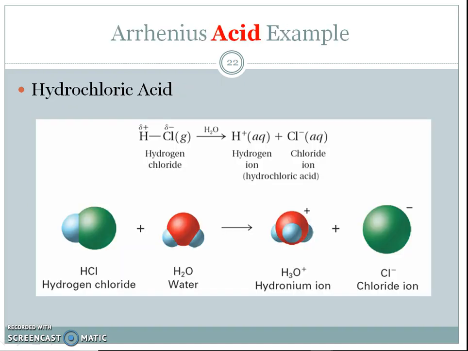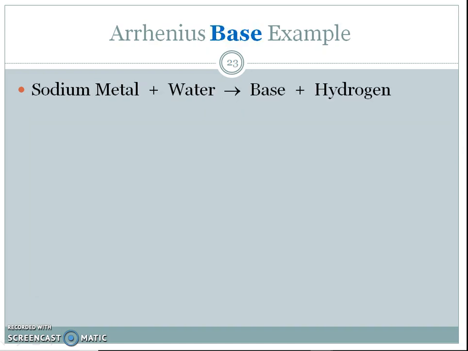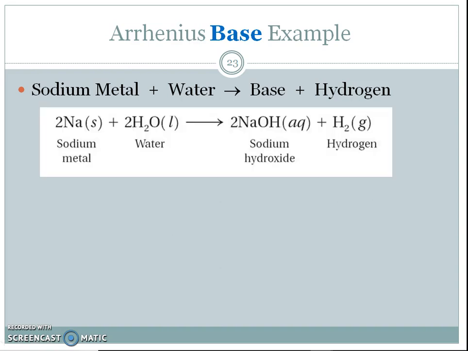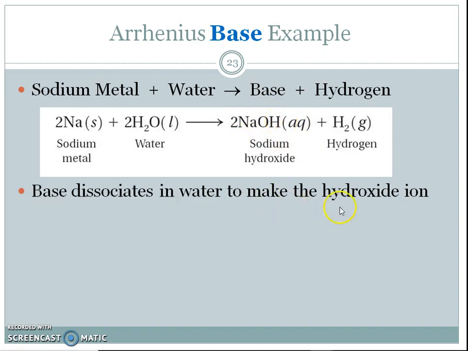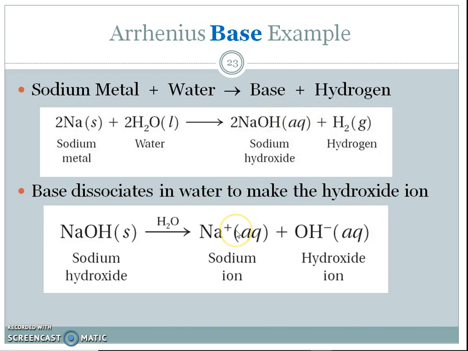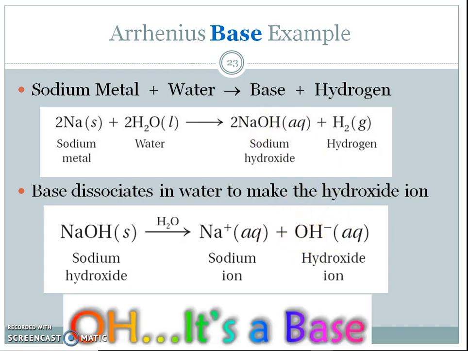So here's an example of an Arrhenius acid. Again, hydrochloric acid is going to break apart into hydrogen ions and chloride ions. And again, that hydronium ion as well. So that's why it's an acid, because of that H plus. Here's an example of an Arrhenius base. We have sodium metal plus water yields base and hydrogen. So let's look at that reaction. Here's our base, but if it says it's aqueous, then we know that it's going to also break apart into Na plus and OH minus. So we have sodium hydroxide as a base because of this hydroxide ion. Oh, it's a base, if that's how you want to try to remember it.